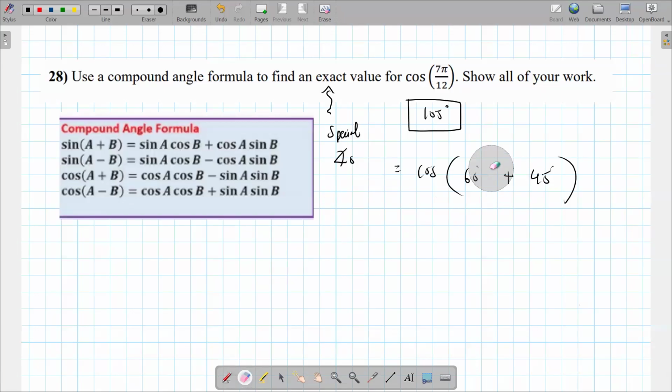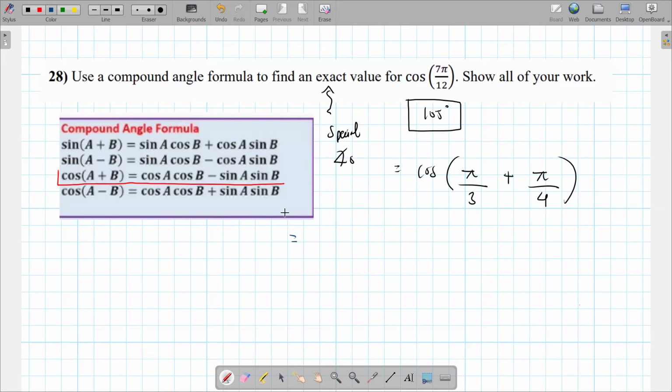Because we're dealing with radians, 60 is what in radians? Pi over what? 60 is pi over 3. What about 45? Pi over 4. And now, only now, you can use the compound angle formulas. Be careful, the sign in the middle matters. Right now we're dealing with a positive cosine, so we're here. So what does that translate into?